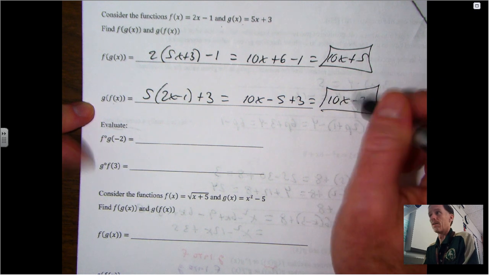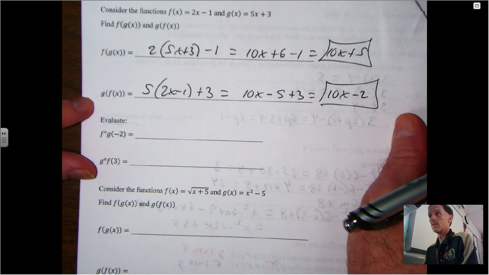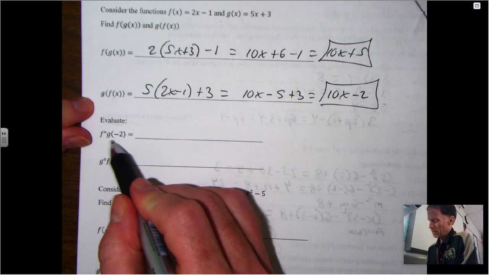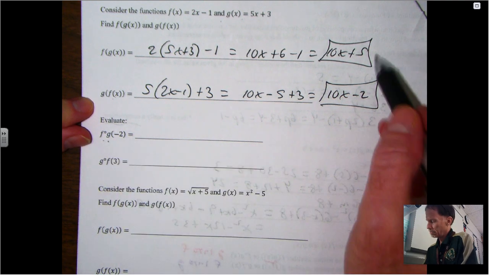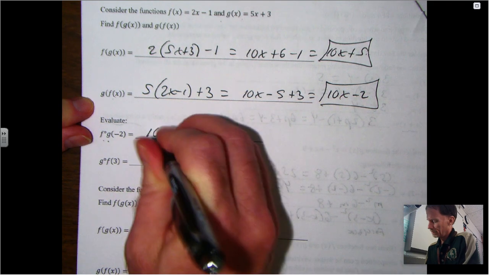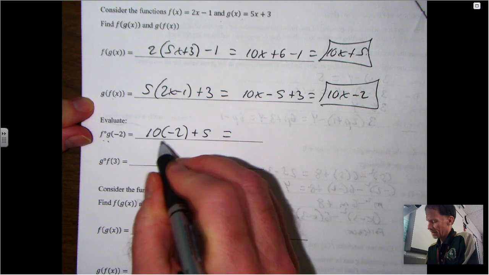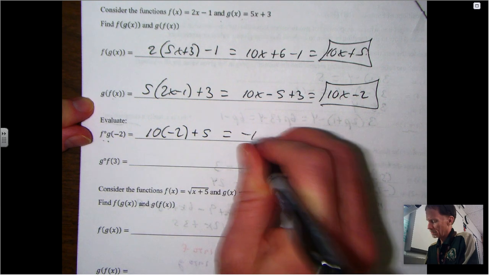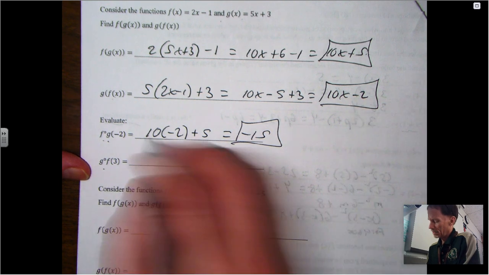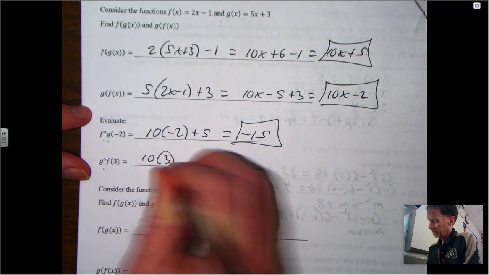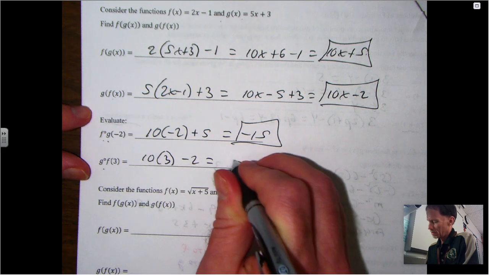Notice these are not the same. They are, I mean, they're close, but they're not exactly the same. So that's an important thing to notice. And then again, evaluating, just putting that x value into what we have. So that's f of g of x, putting in the negative 2 here. And in this case, that would be negative 20 plus 5, so negative 15. And g at f of 3, putting in 3, which would be 30 minus 2, which would be 28.